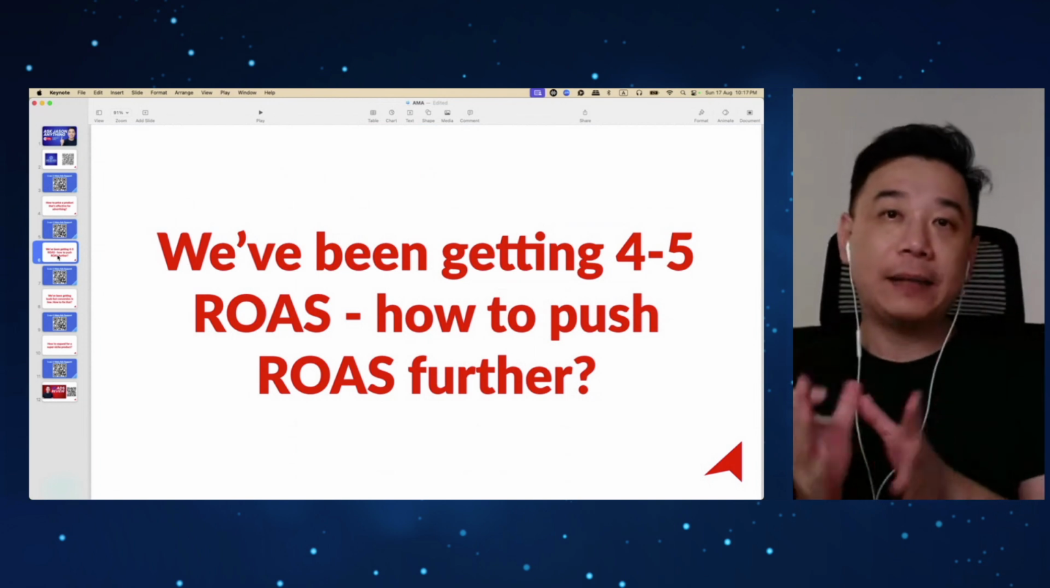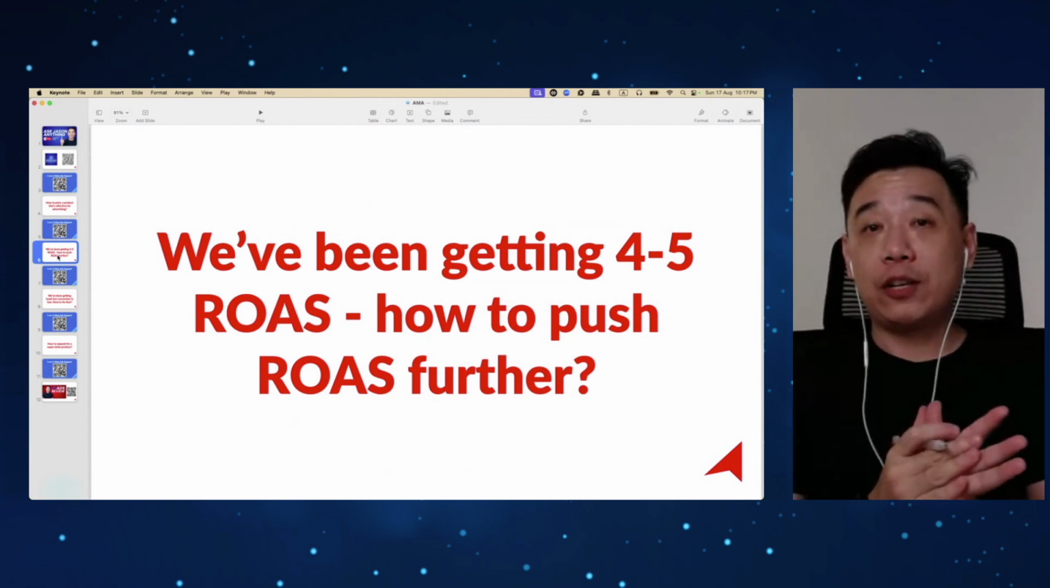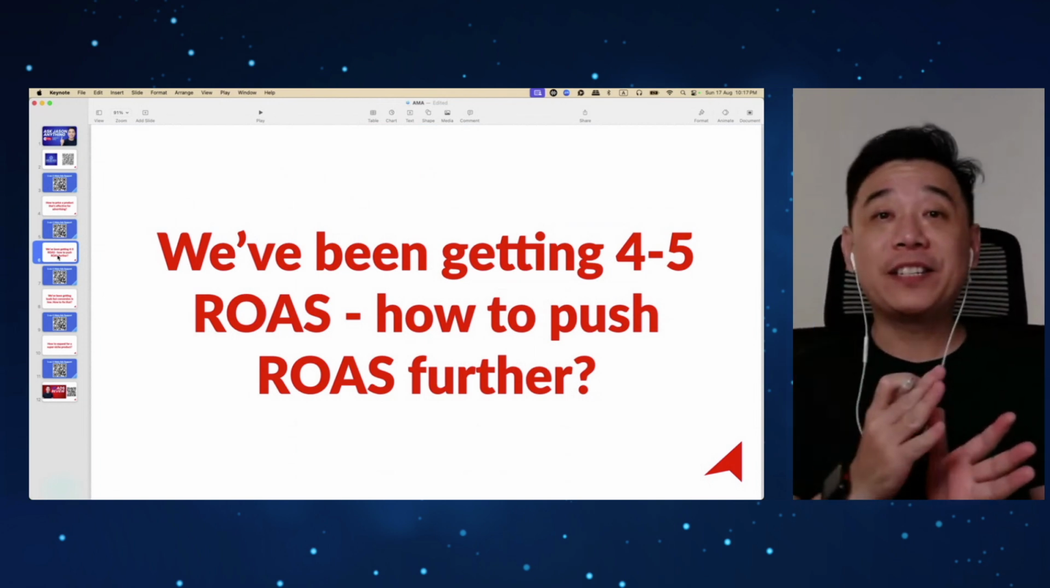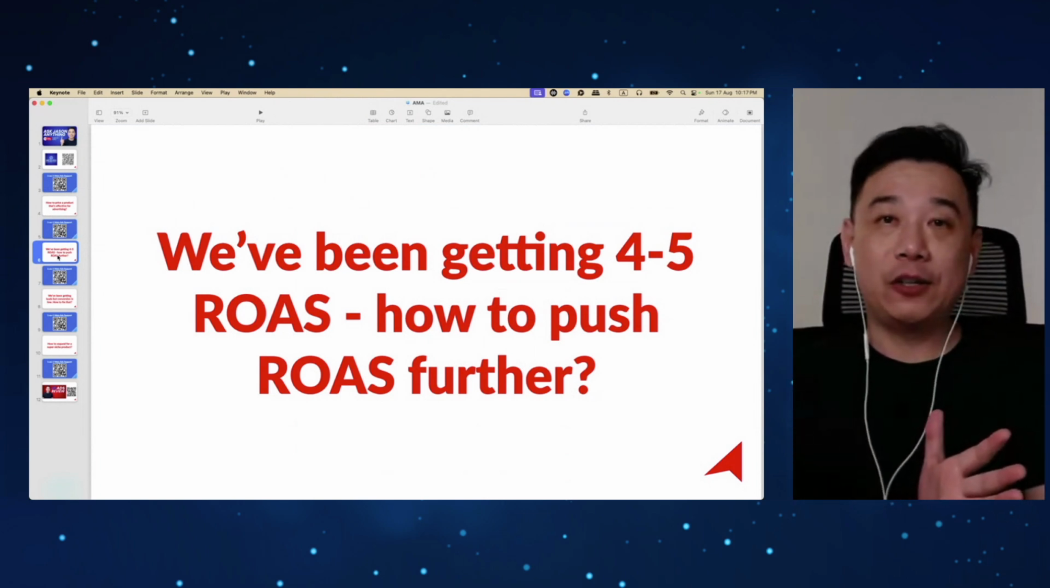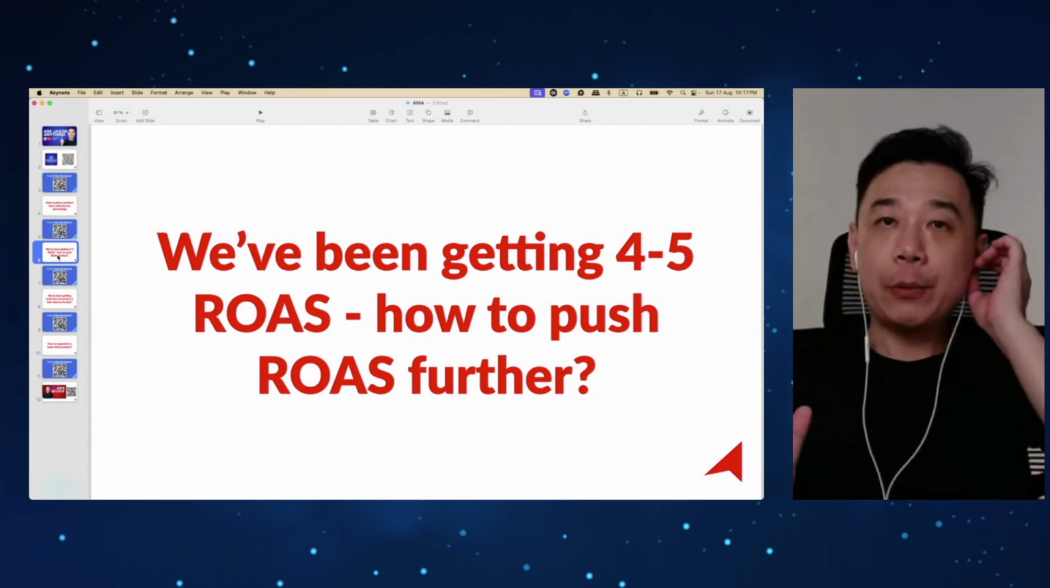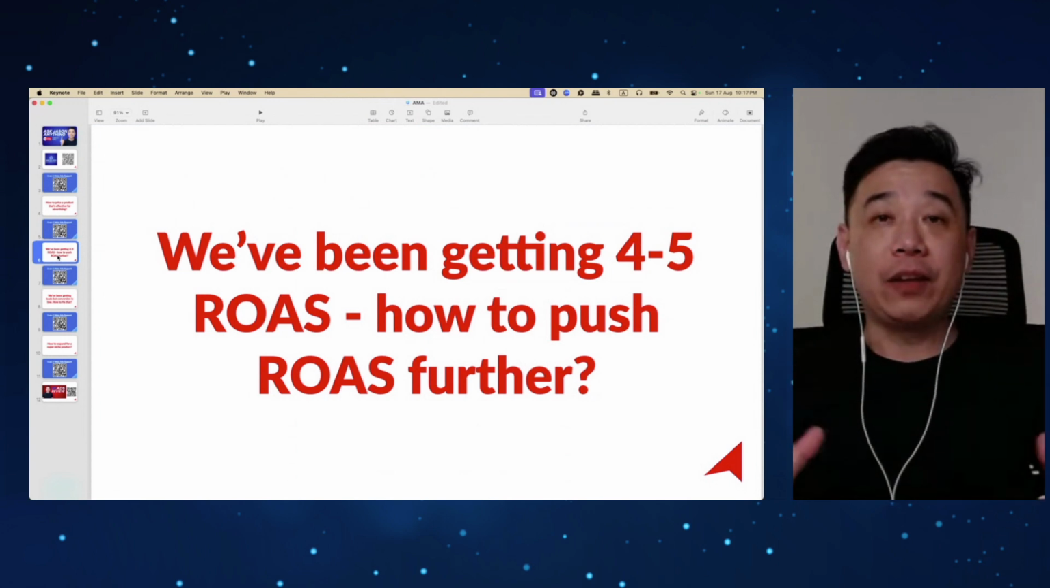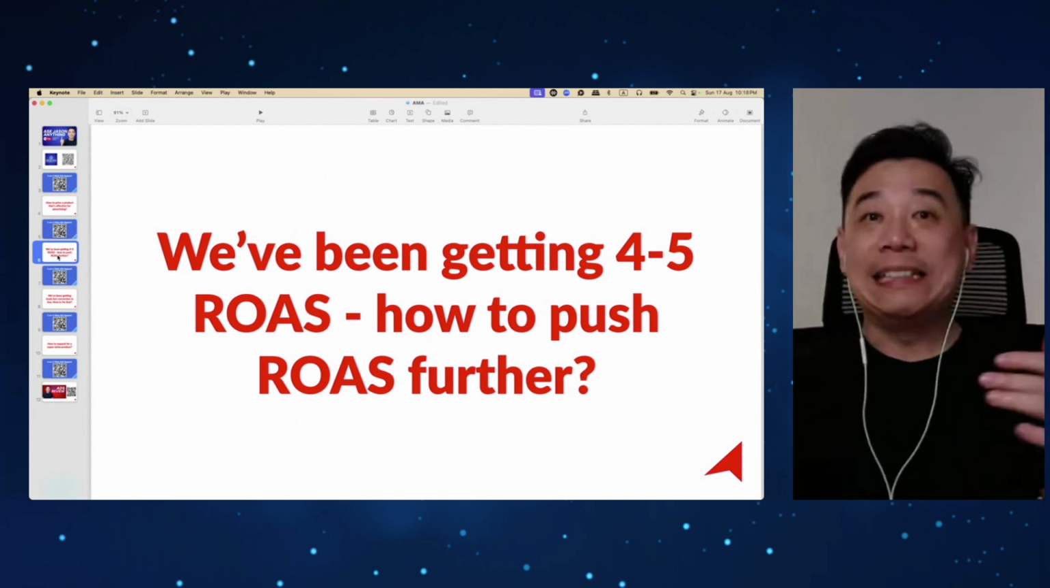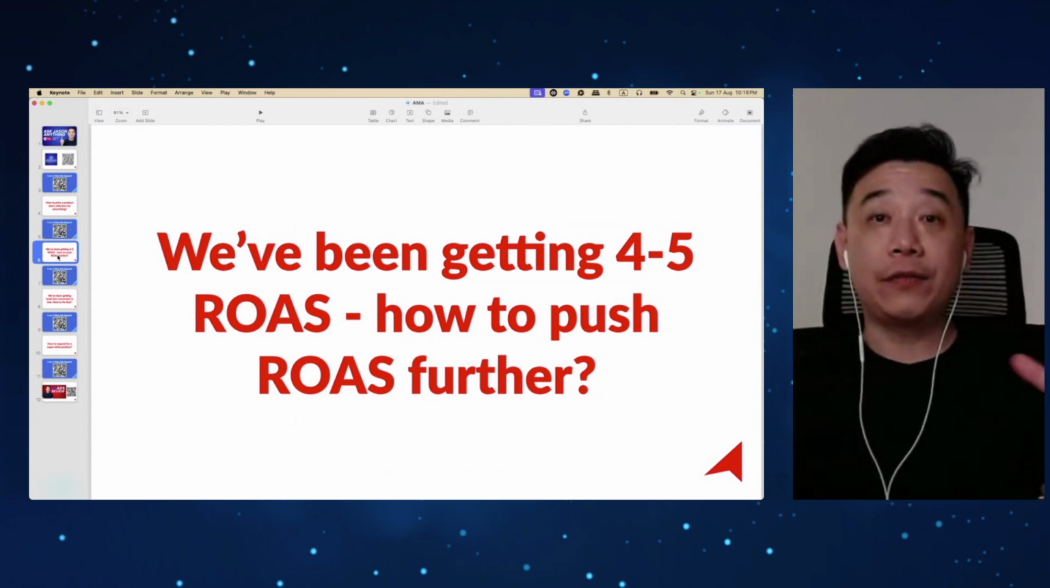Now, my first method, when I work with any client who wants to push the ROAS further, I wouldn't say scale the budget right away, because usually that's the last thing I would do. So the first thing I would do is dive into the data and see if there are any leakages in the entire funnel. We need to fix them first.